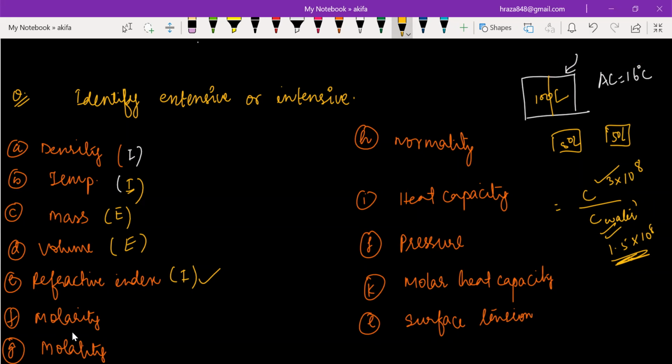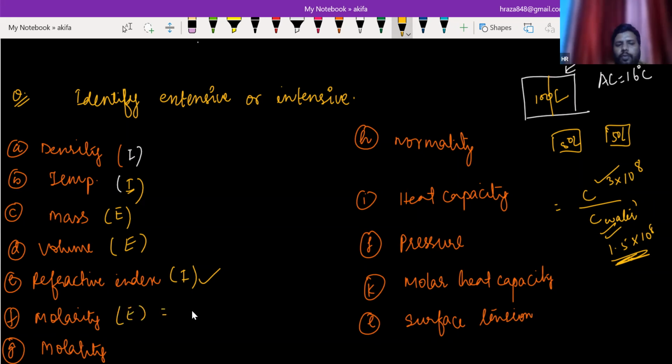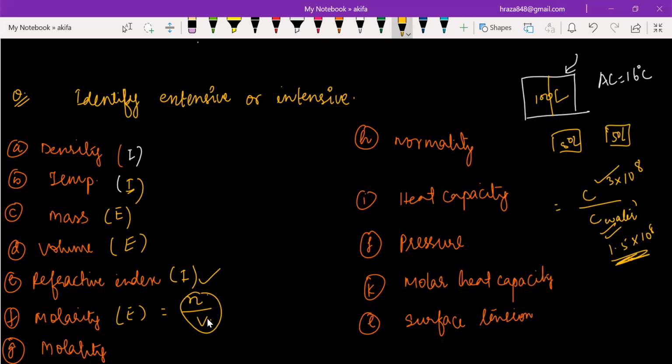It is extensive. Why? Molarity has a formula, number of moles upon volume of solution, and both are basically what? Extensive or intensive? Extensive. So molarity is what, extensive or intensive? Intensive. Very good.